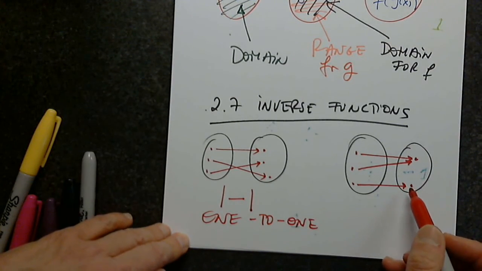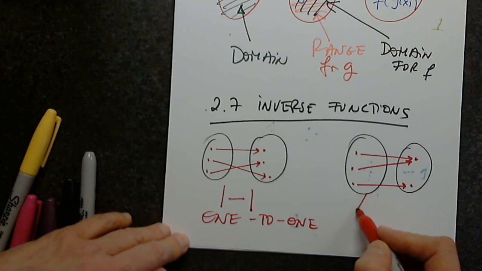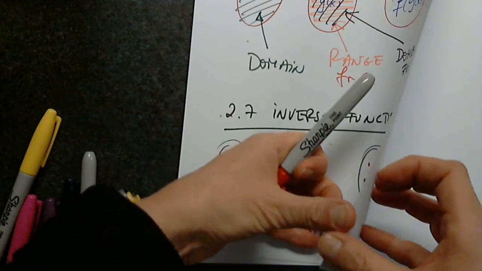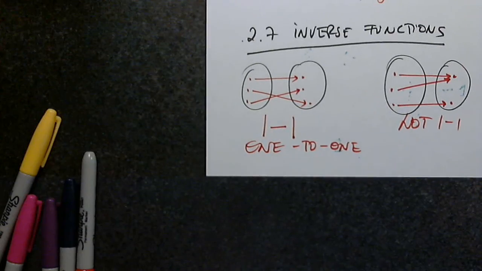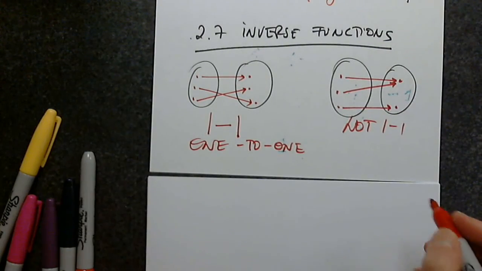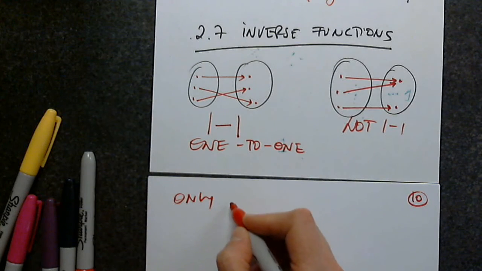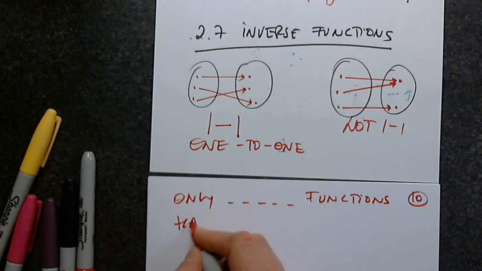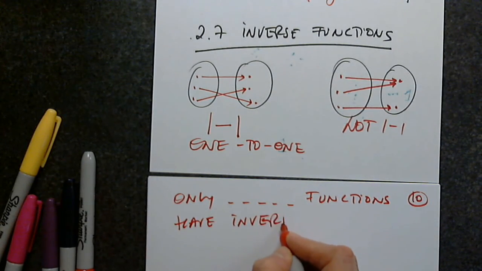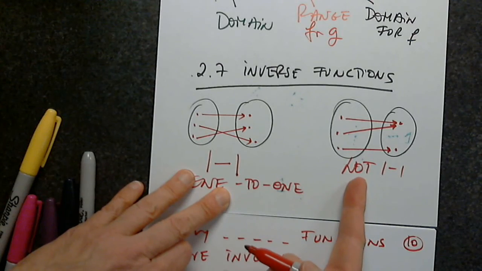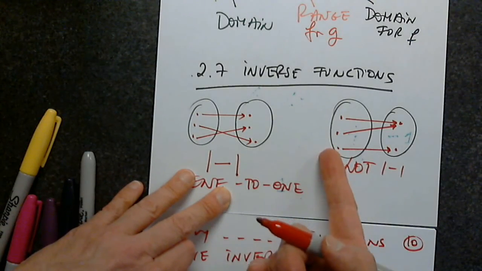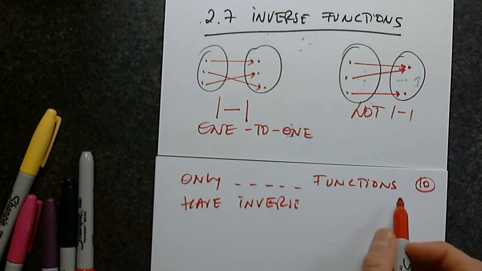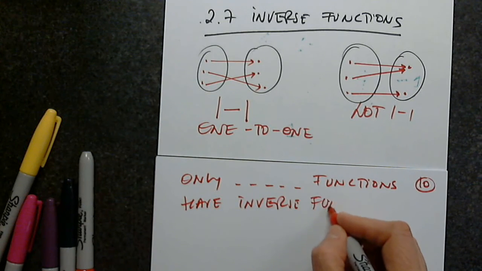Is this function 1-to-1? No, not 1-to-1. So now you are going to help me write a statement. And here's the statement: only functions have inverse. Does this one have an inverse? Yes, but it's not a function. It has an inverse. It will be a relation, but it's not a function because it doesn't have the property. So only blah, blah, blah functions have inverse functions.